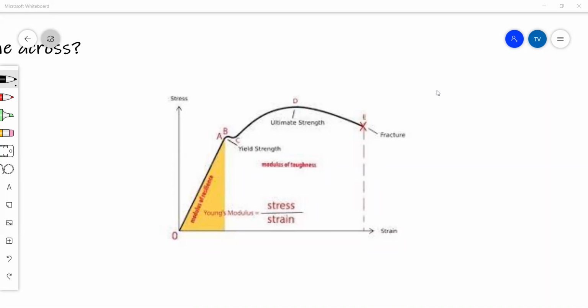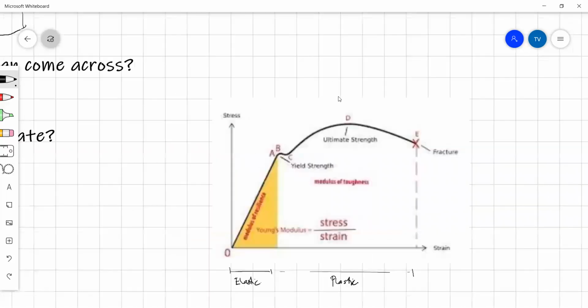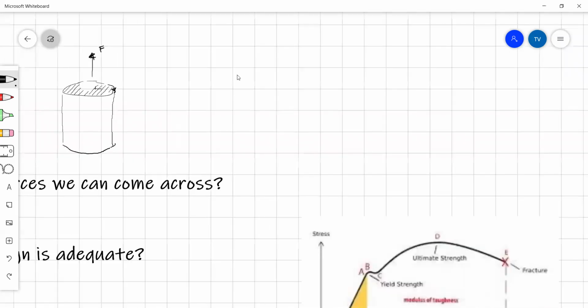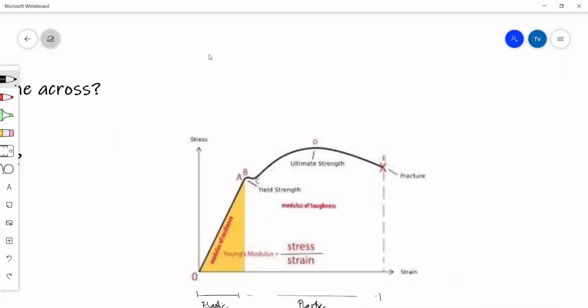So the curve is broken down into two different regions. We have region 1 and region 2. Region 1 is the elastic region. Region 2 is the plastic region. Now, taking for example our specimen, say we load it with some force, with some tensile force. It'll begin to experience some kind of stress. It'll begin to experience tensile stress.